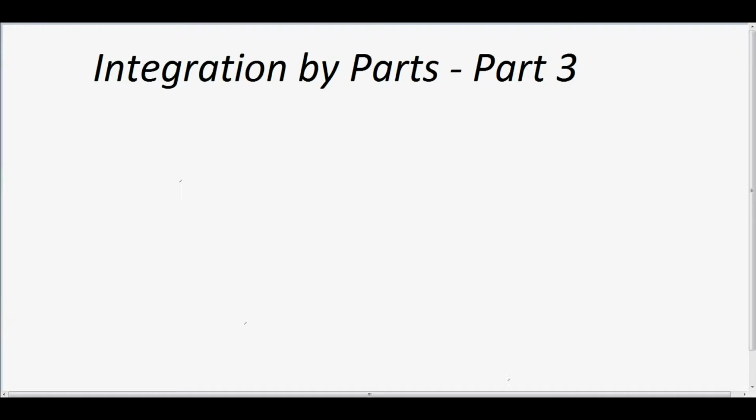Integration by parts, part 3. Before we move any further, I want to address one thing that a lot of people have questions on, and that's how do I pick my u when I'm doing an integration by parts problem.